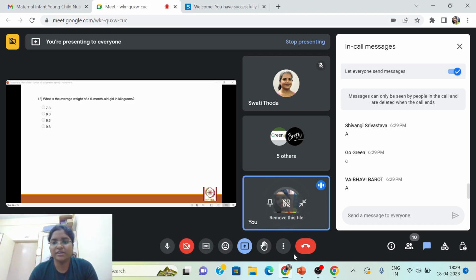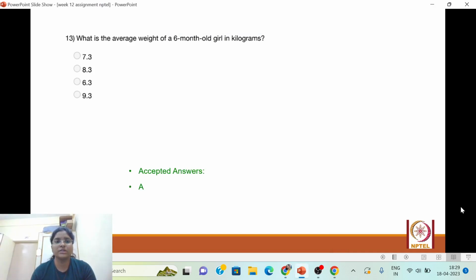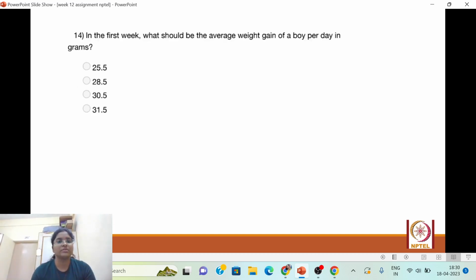Okay, is it A? Let's see if A is the correct answer. Yes. So the average weight of a 6-month-old girl is around 7.3 kgs. In the first week, what should be the average weight gain of a boy per day in grams? 25.5 grams, 28.5 grams, 30.5 grams, or 31.5 grams?